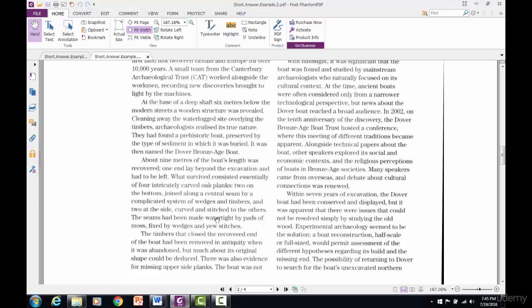And we're starting backwards from where it says watertight. Oh, here it is right here. At the base of a deep shaft, 6 meters below the modern streets, a wooden structure was revealed. So, keyword, 6 meters below. Okay, 6 meters below. That's our answer. I'm just checking. This is the 9 meters of the boat's length. This is talking about how long the boat was, where it says 9 meters. But here it says 6 meters below the street. So that's underground, right? So the answer is 6 meters.